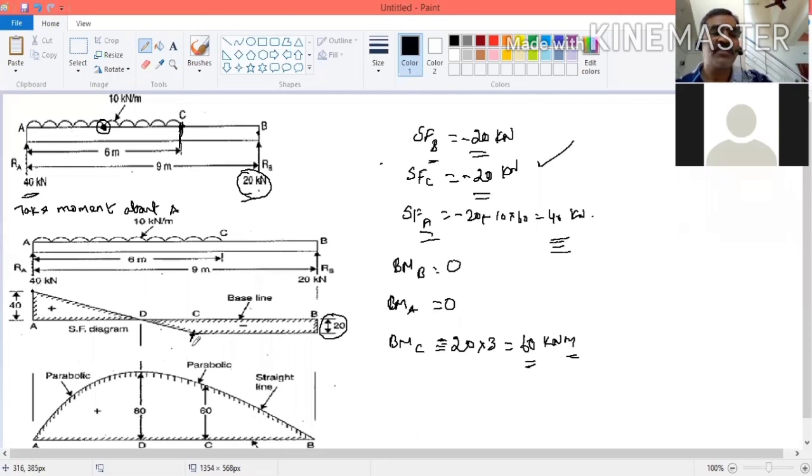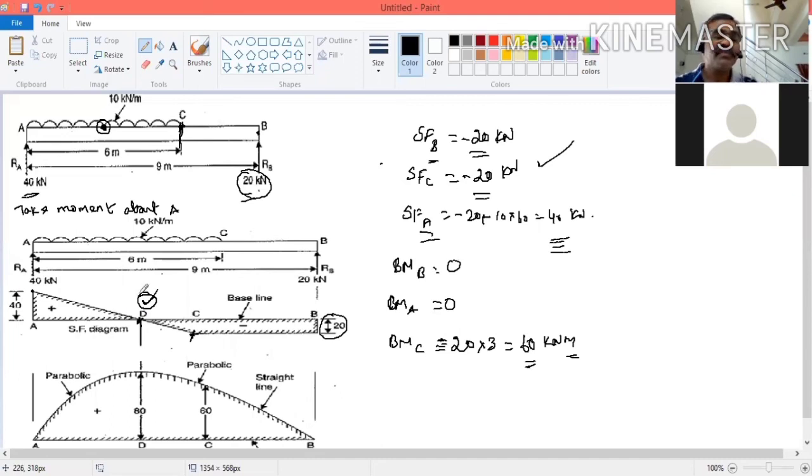So how to join this one? This is the shear force under the uniformly distributed load, so it should be linear. We connect it like this. At one point, the shear force is 0. At this point, there is a possibility of maximum bending moment. So you have to calculate the bending moment at this point.